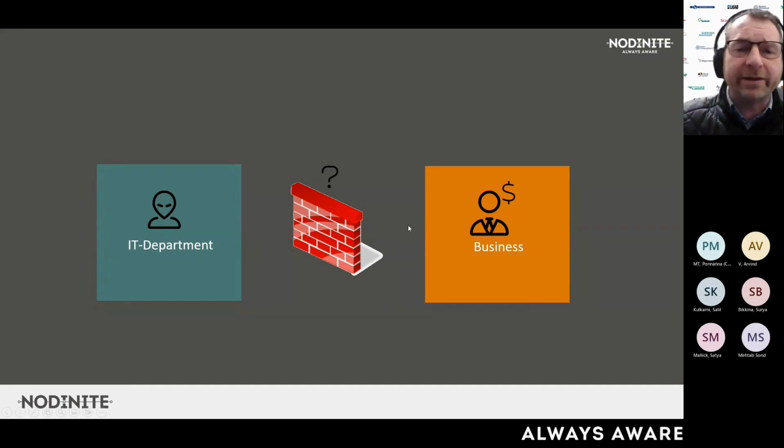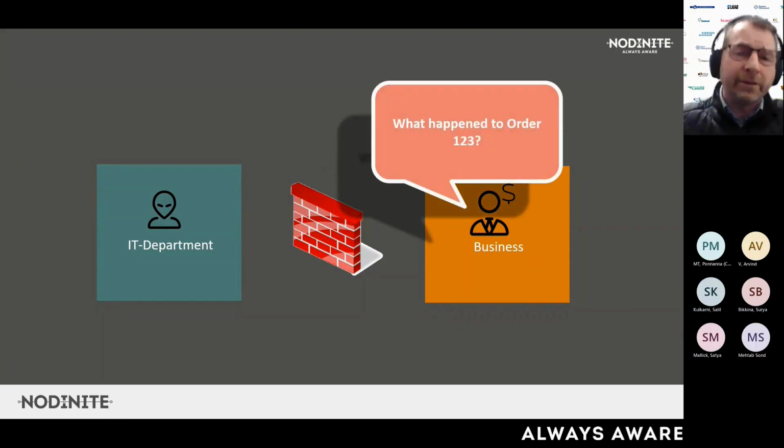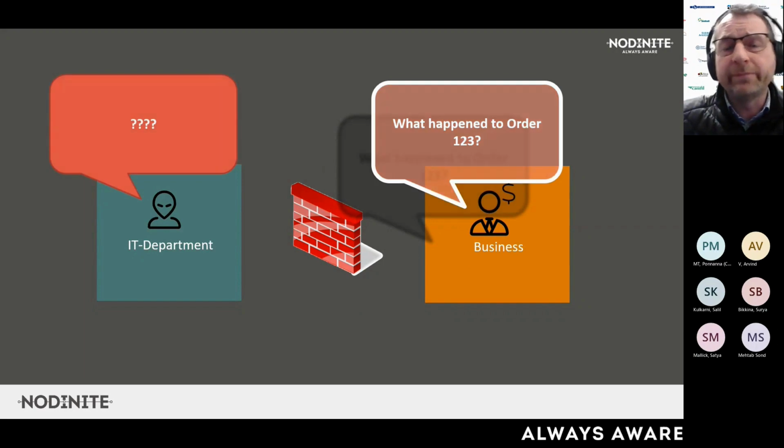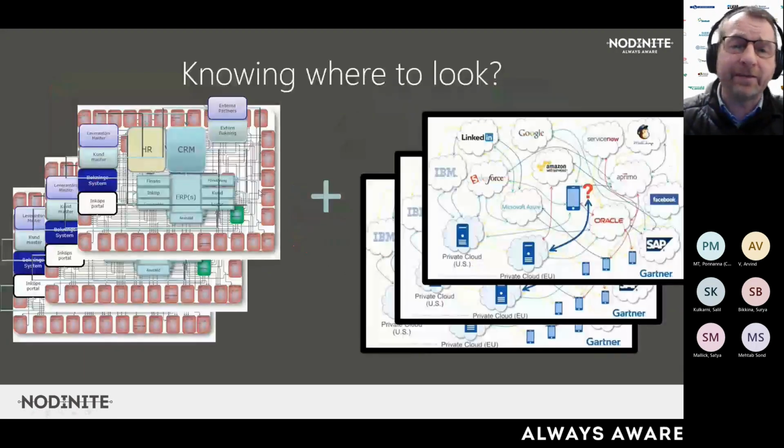Talking between these organizations could obviously work well, but still, I had this question: what happened to order 1, 2, 3? Well, I have no idea, right? That's why you need a tool. And where should you even look? One of our customers actually has 35 different ERP systems. So if there's a problem with an order, in what part of the world should you even look?